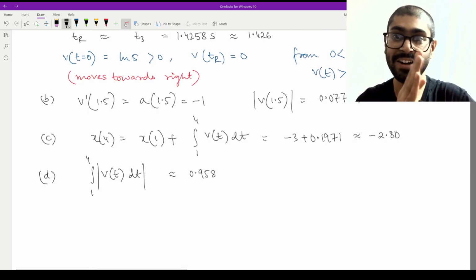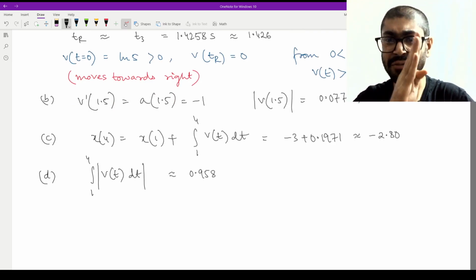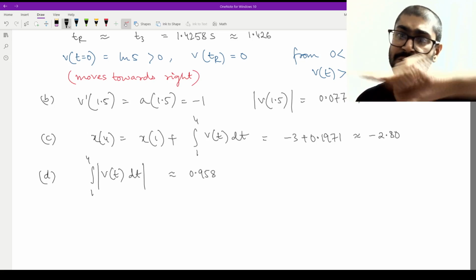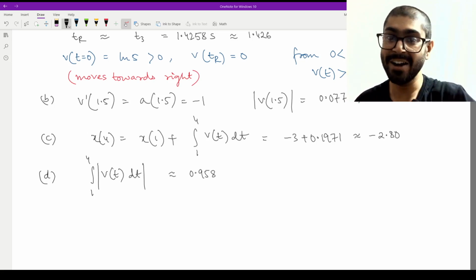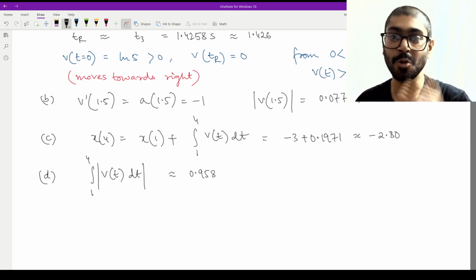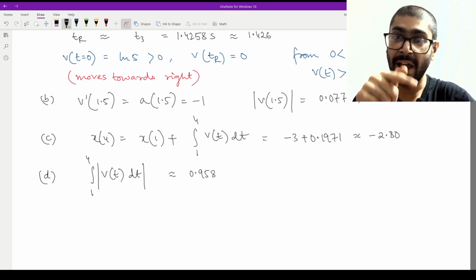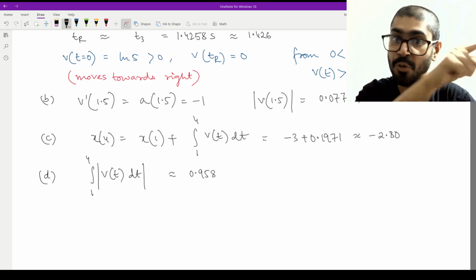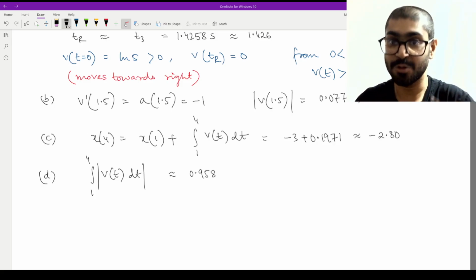So whatever distance it had covered in the first 1.4 seconds before coming to rest has been recovered and it has moved in the negative direction. And in part D we obtain that it has moved a total of 0.958 units in that time at which it moved to x equal to minus 2.8. So the distance that it covered was 0.958. Alright, so I hope you get an idea of the dynamics of the particle, of its life story so to speak.